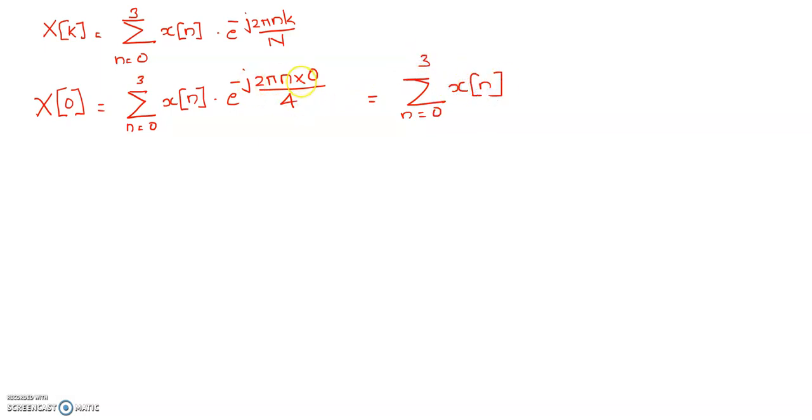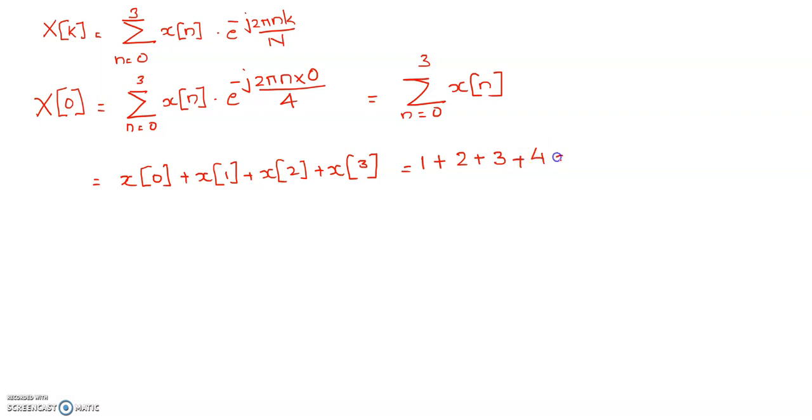So now this can be expanded as summation of n equal to 0 to 3 x of n. Why? Because this entire term becomes e raised to 0, which would be equal to 1. So this will become summation of n equal to 0 to 3 x of n. Now this can be written as sum of x of 0 when we expand it, x of 1, x of 2, and x of 3. So as you already know, x of 0 is 1, x of 1 is 2, x of 2 is 3, and x of 3 is 4. So capital X of 0 will be 10. So out of the 4 components, we have already obtained one of the values, X of 0, 10.